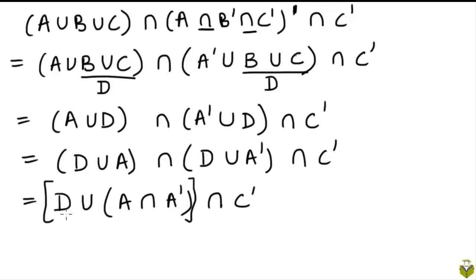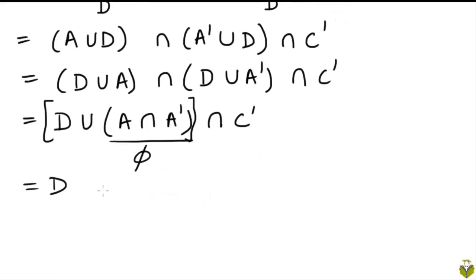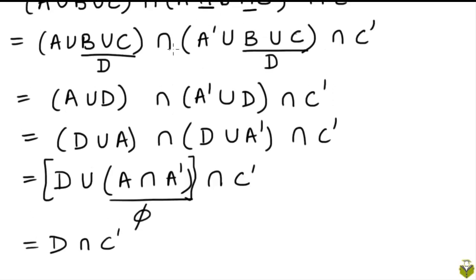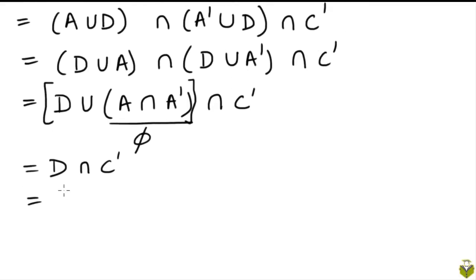Now D union A intersection A complement is just D union the empty set, because A intersection A complement is the empty set, and D union the empty set would just be D. So this can be written as D intersection C complement, and because D was B union C, we can rewrite this as B union C intersection C complement.